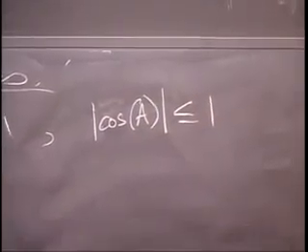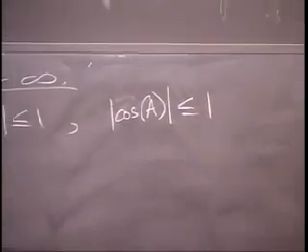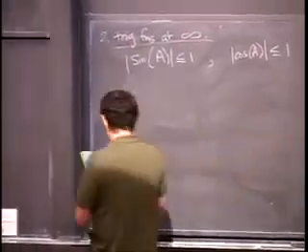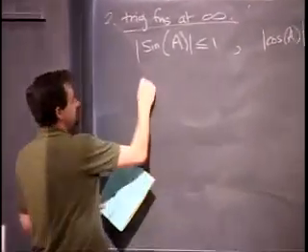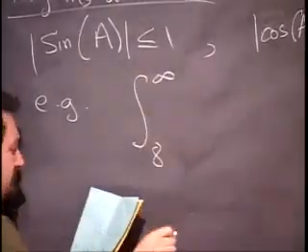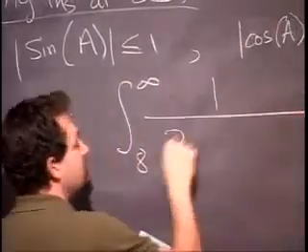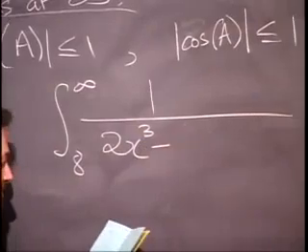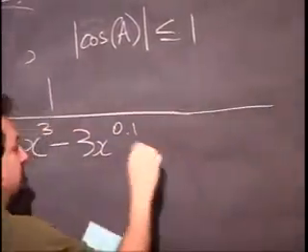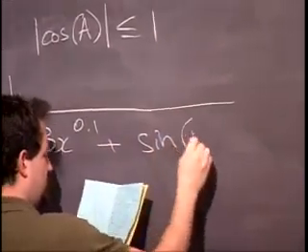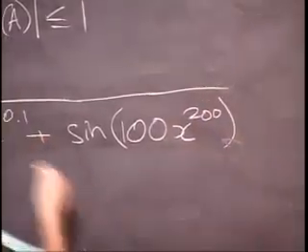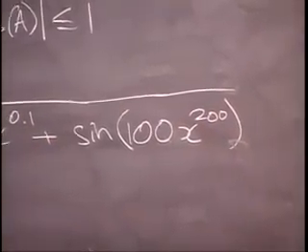Well, what good does that do you? It does allow you to solve certain problems, such as this. The integral from 8 to infinity. It's almost the same problem. 1 over 2x cubed minus 3x to the point 1. But I am now going to add on sine of 100x to the 200 dx. So it's very, very similar to the other problem.